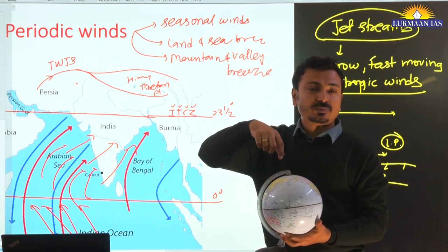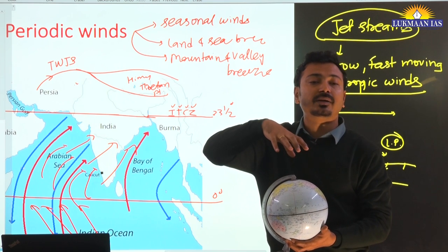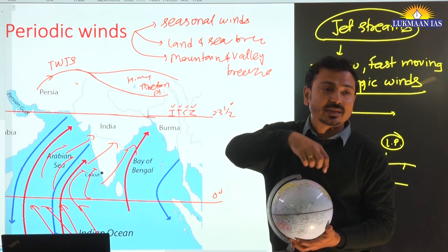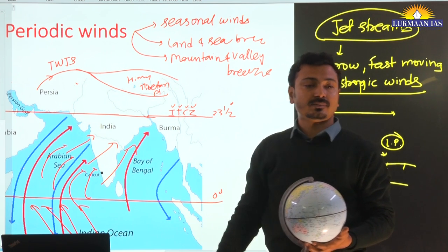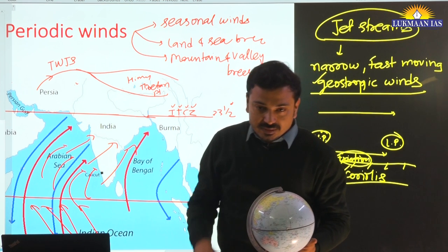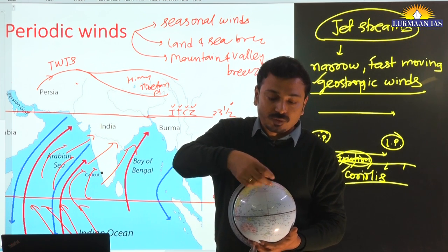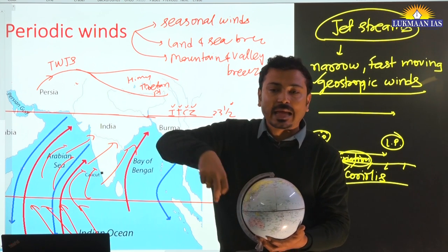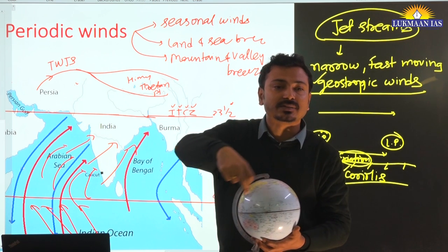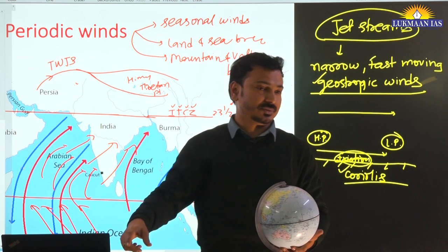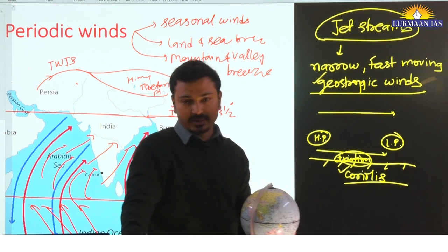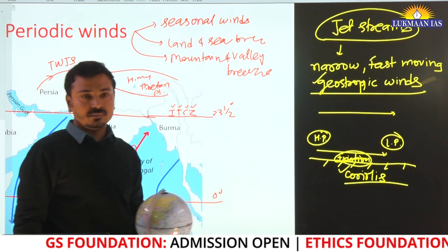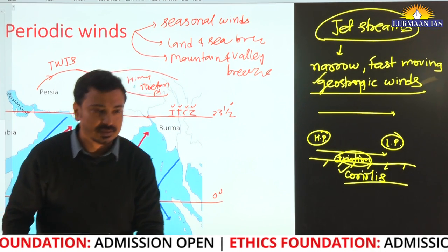Now this polar vortex is becoming very strong during winter, and because of that some of the wind circulation gets detached from polar vortex. Some of the wind circulation gets detached from polar vortex and move independently like this in a narrow manner, but these winds are very fast. They are called as jet streams. Example is this one. Understood? How has the jet stream been formed?